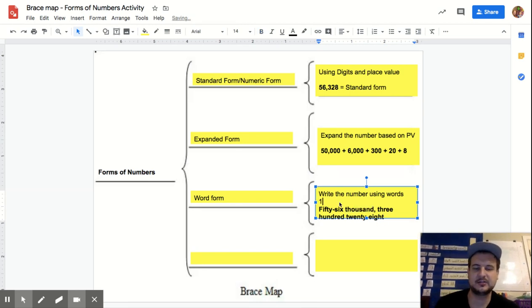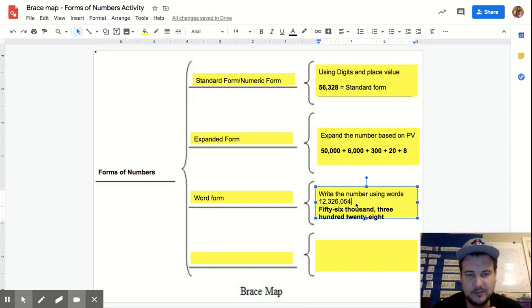So let's do 12,326,054. Okay, so here's my new standard form. Standard form is when I use digits in the place value. I'm going to do that in word form. I'm going to delete it so it's nice and pretty. But we're going to write this.